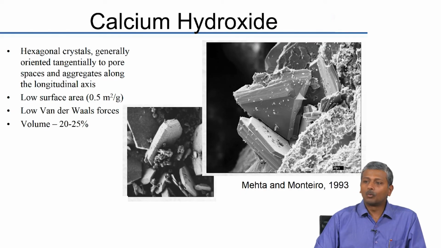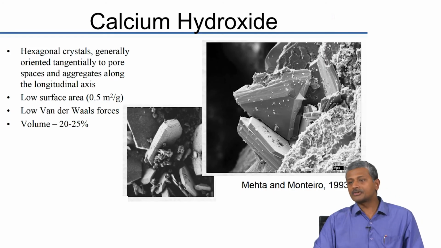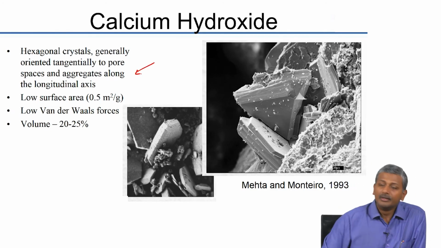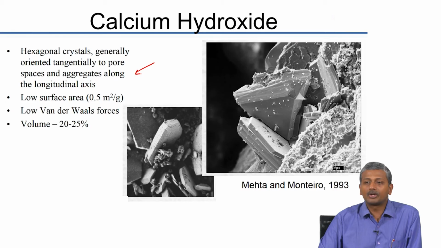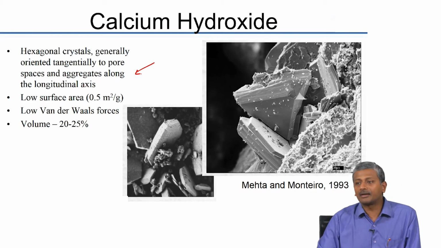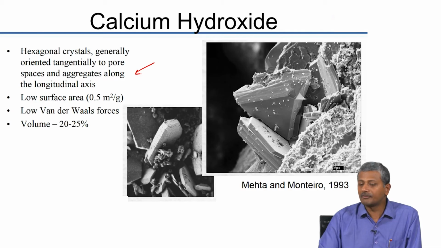Okay, so what about the other products? We looked at CSH, what about calcium hydroxide? Calcium hydroxide is known to form as hexagonal crystals, and generally it is oriented tangentially to spaces available for it to grow. For example, pore spaces, areas around the aggregate and so on. You will find a majority of calcium hydroxide in pores and in areas around the aggregate.